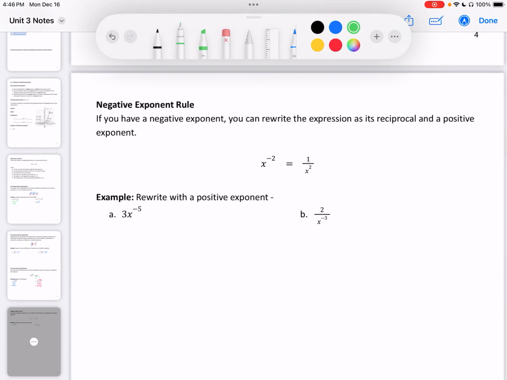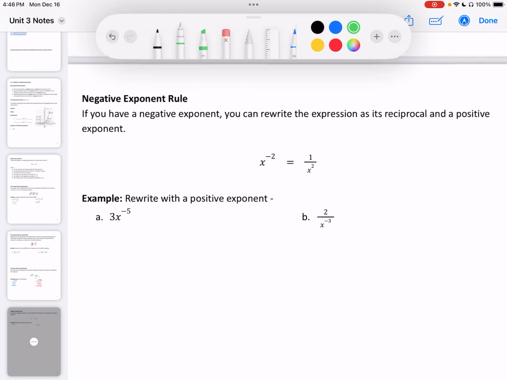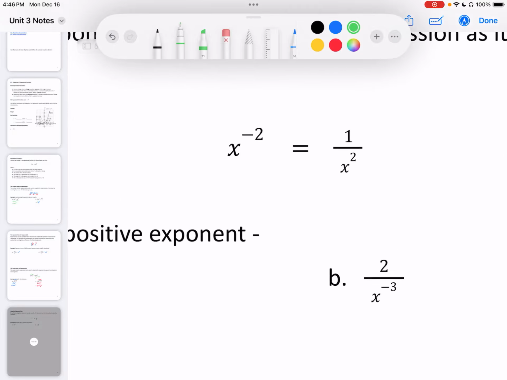Next, we have the negative exponent rule. So, generally speaking, in math, we don't love when we have negative exponents. We want to try to write them as positive values whenever possible. So, our main way to do that is to write it as its reciprocal. Okay. That means if we have x to the negative second power, we could rewrite it as a fraction with that value being the denominator, which makes the exponent positive. Okay. The opposite is also true.